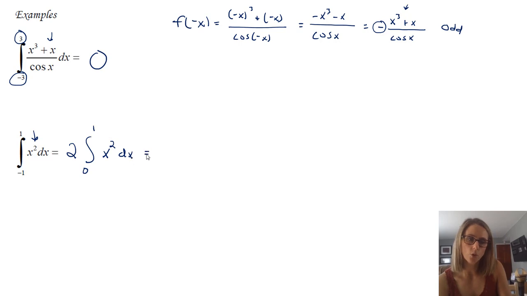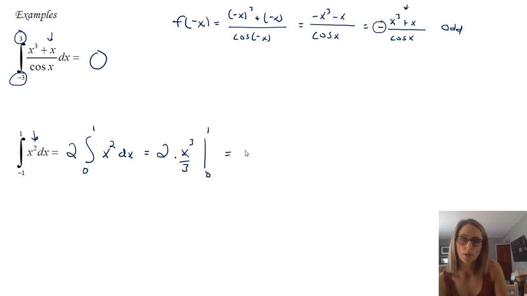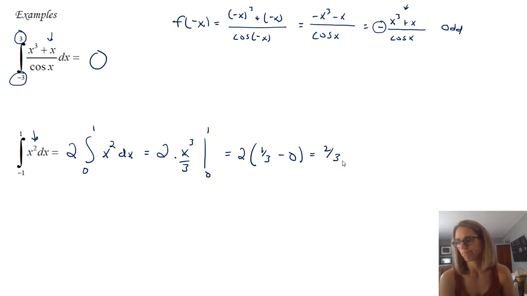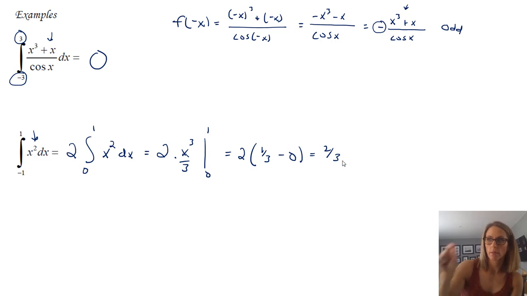And again, you might find that this is a slightly easier integral to do if you have an even function. So we're going to have 2 times x cubed over 3, going from 0 to 1. This is multiplication here. It is a definite integral, so I'm not going to worry about plus c. We have 2 times 1/3 minus 0, and that's going to give us 2/3. So it's just that each side is a third, and so we multiply it by 2 and we get 2/3. All right, almost done.